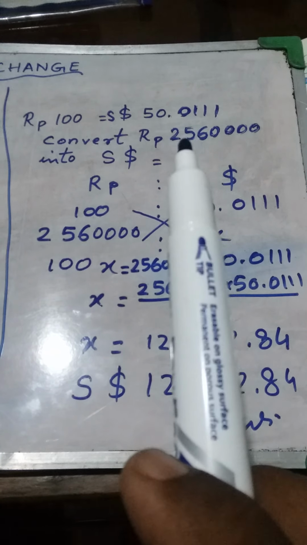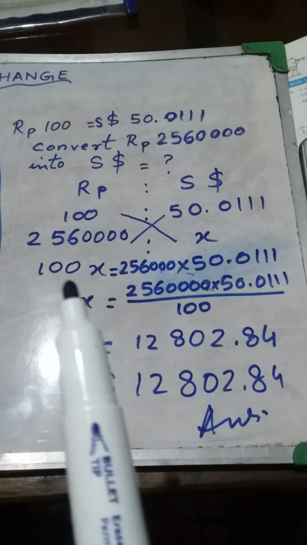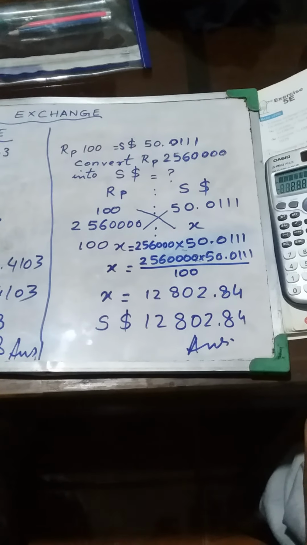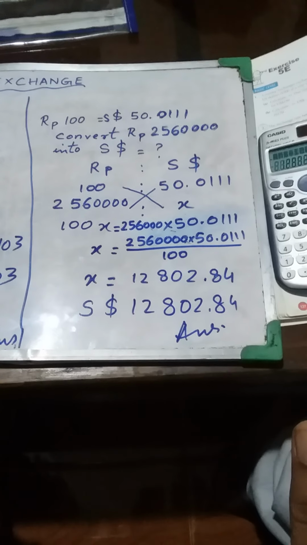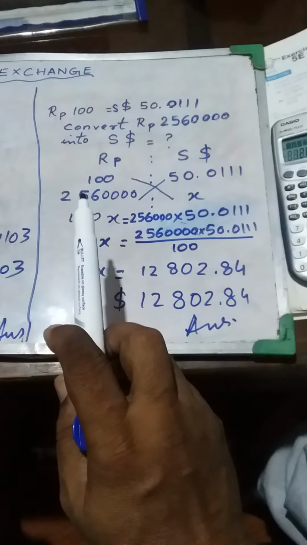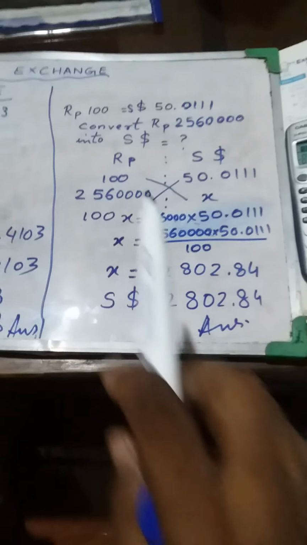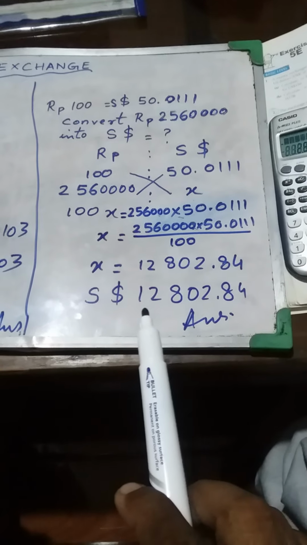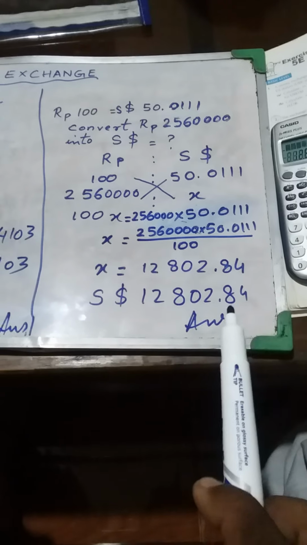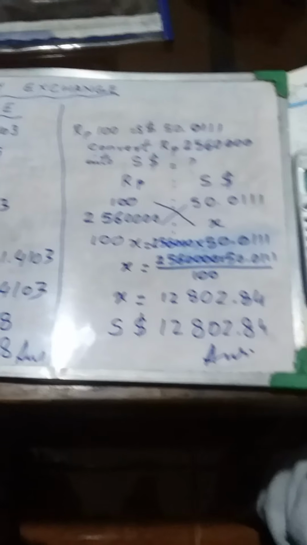So 2,560,000 is the Indonesian currency, and x is the Singaporean dollar. We will cross multiply and we will get this. So this is our answer. This is the way we have converted Indonesian currency into Singaporean one. It means that if we have 2,560,000 Indonesian currency, its value will be equal to 12,802.84 Singaporean dollar. I hope you understood this process.